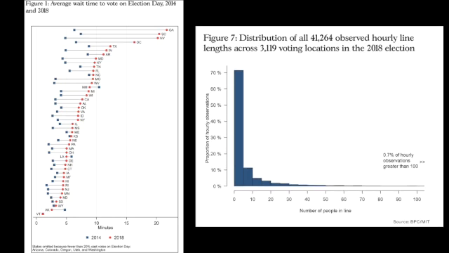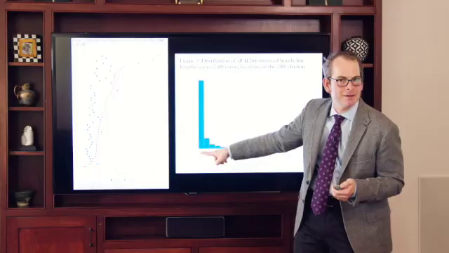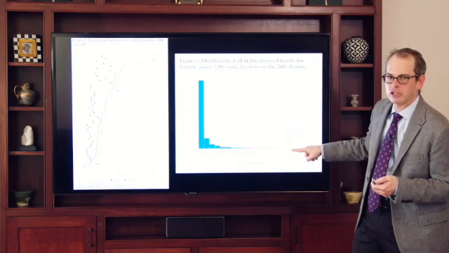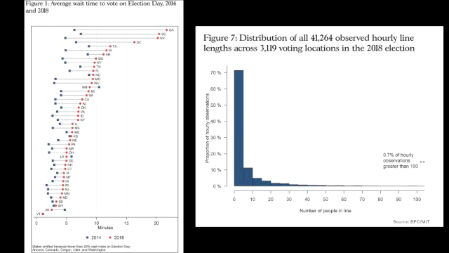And so here's just the distribution of all 41,000 different observations in terms of the line length across 3,119 voting locations in the 2018 election. So again, this isn't all precincts, but just 3,000 of them. And you can see the number of people that were in line at any given point when they looked at it. So most of them, roughly 70%, had less than 5 people in line. So not a long line. But there are some places, and this is the shots you always see on election day, where there are like 80 people, 75 people in line at the time when they were done.